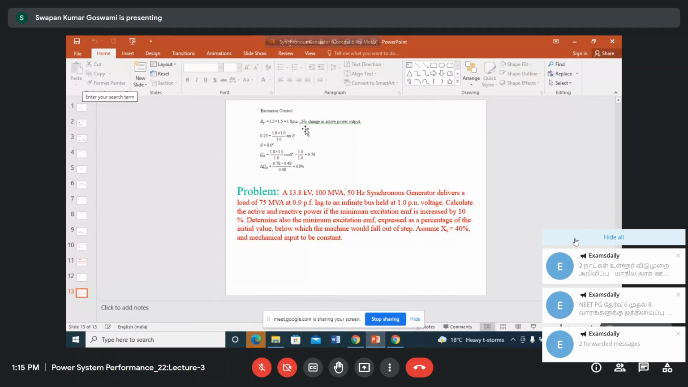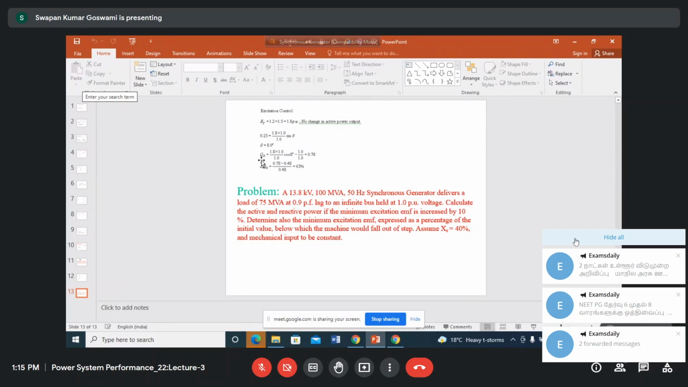But no change in active power output. It is same as the initial value 0.25 per unit. So 0.25 is the power. You put the value of Ef to be 1.8, find out the value of delta, which is 8 degree. Previously it was 9.6 degree. Now change in field current changes the value of delta, but by a small amount, from 9.6 to 8 degree.